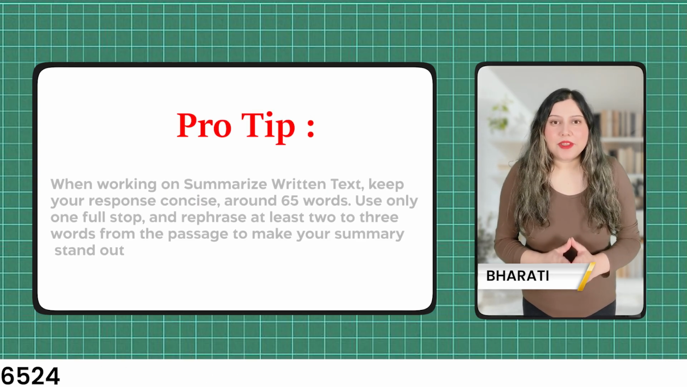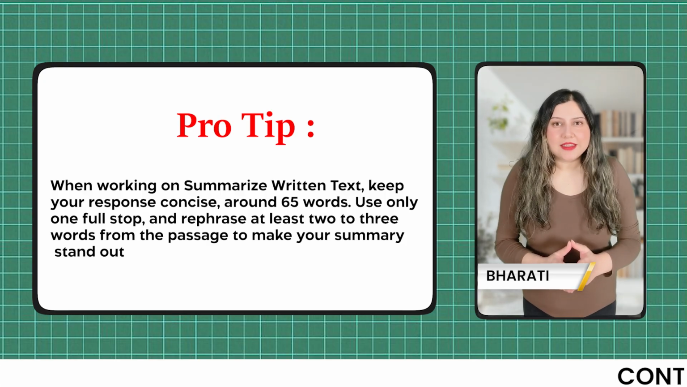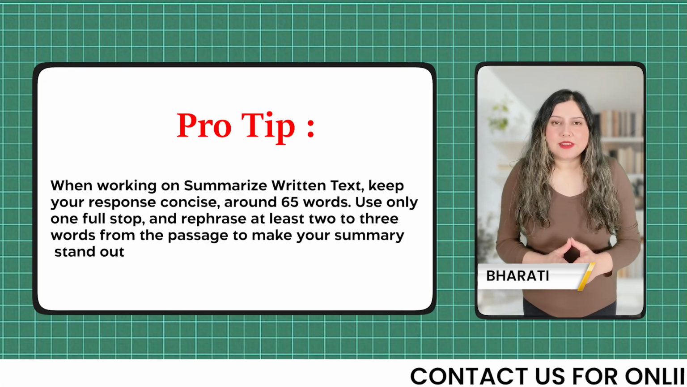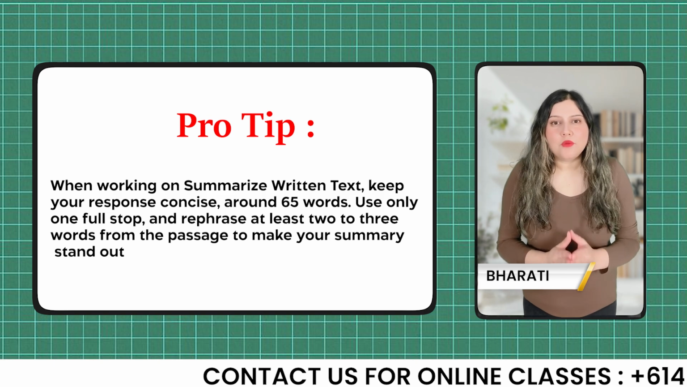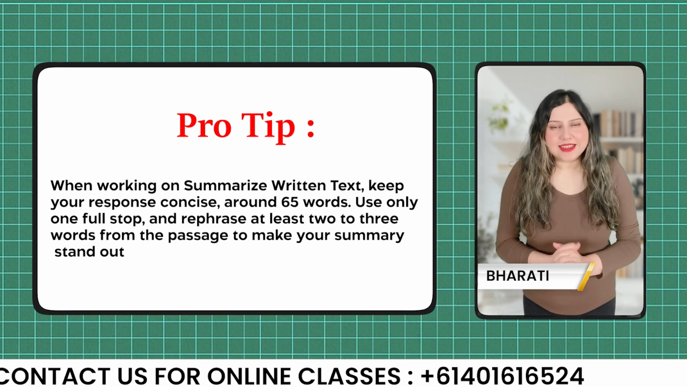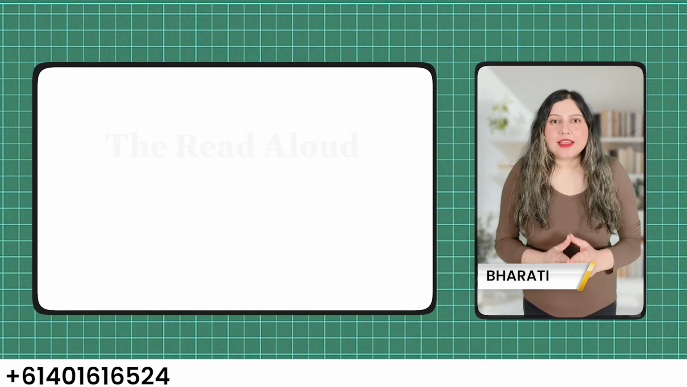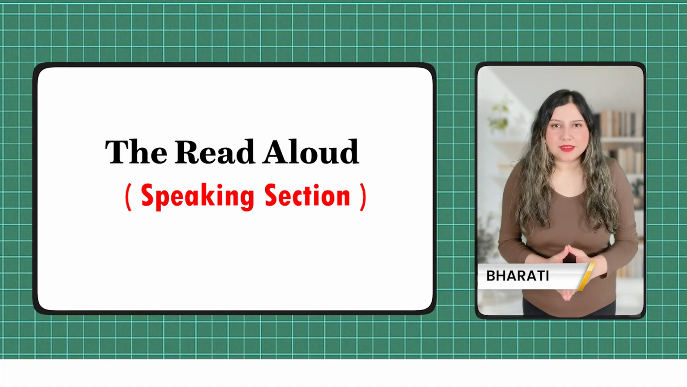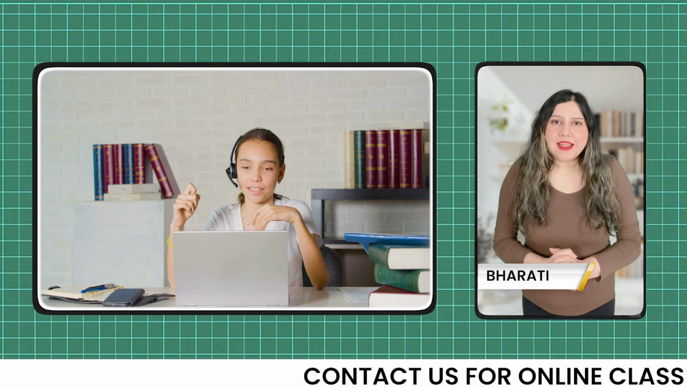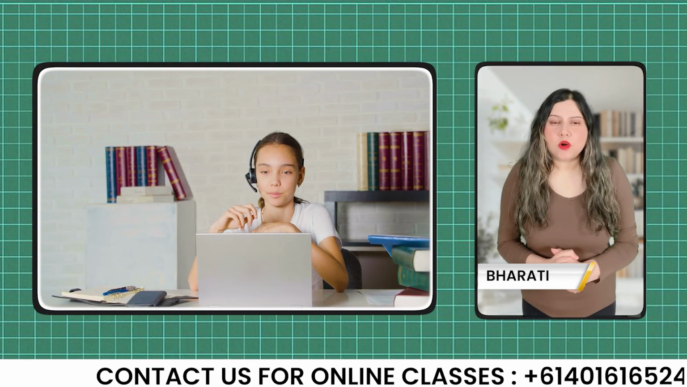Here's a pro tip. When working on summarized written text, keep your response concise, around 65 words. Use only one full stop and rephrase at least 2 to 3 words from the passage to make your summary stand out. And don't underestimate the read aloud task. Your fluency here directly impacts your reading score. Maintain a natural pace, speak clearly, and avoid going back to fix errors. Even if you slip up, continue confidently. In PTE, fluency and rhythm matter far more than perfection.